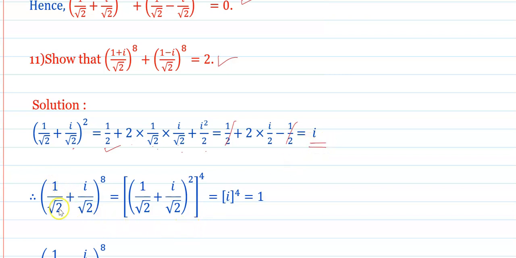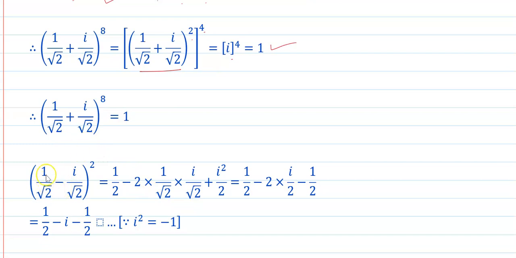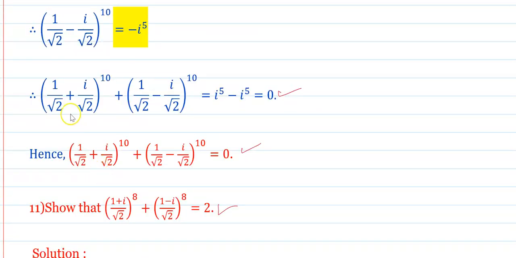And therefore (1/√2 + i/√2)^8 is written as ((1/√2 + i/√2)^2)^4. Then what is its value? i came, i raised to 4, and that equals 1. Okay, means what? i^2 into i^2, that is −1 into −1, which is +1. Okay, next is (1/√2 − i/√2)^2. Now we have the value of the first bracket.